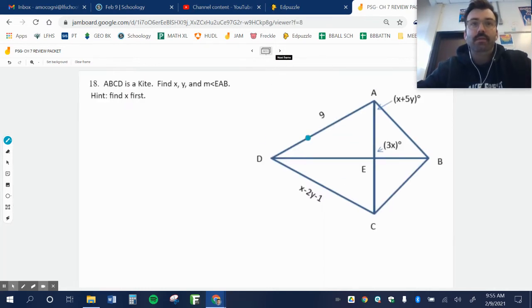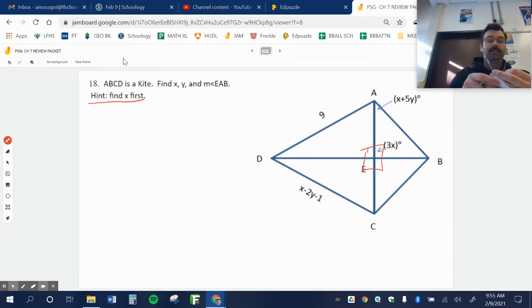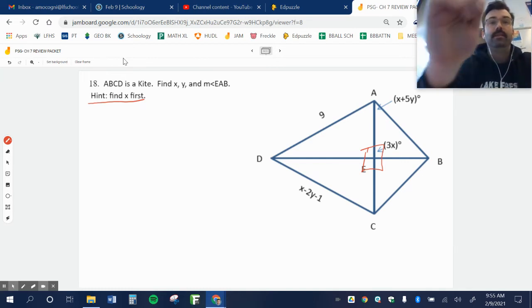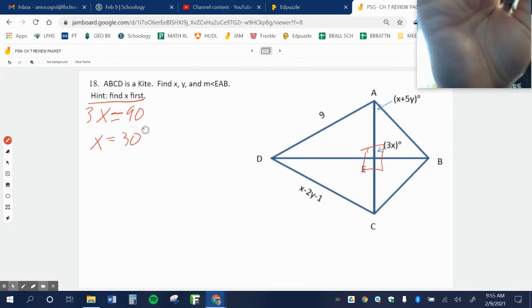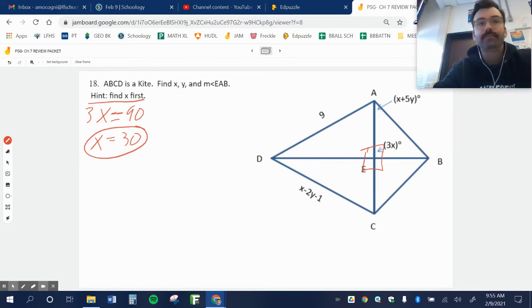Okay, let's keep going. Number 18. All right, first thing in number 18, it says find x first. Well, how would I find x? I want to use the fact that we have four right angles here. If we have four right angles here, that means the measure of all four of these angles is 90 degrees. So I can set 3x equal to 90. 3x equals 90. So that tells me x equals 30. Boom, found x. That's done.